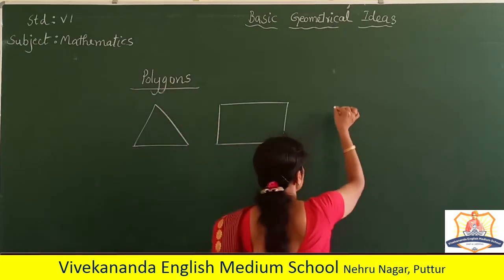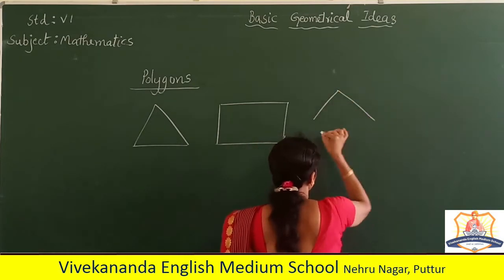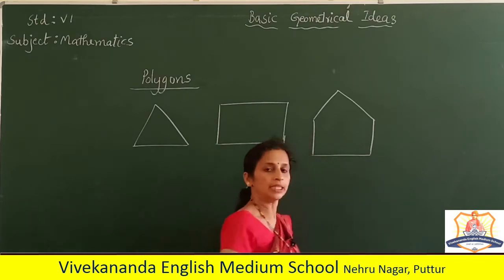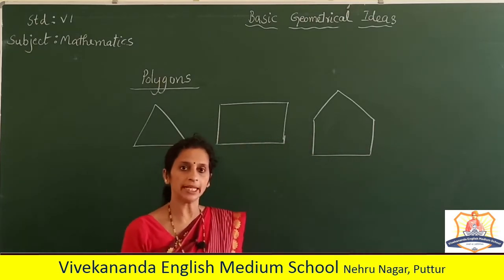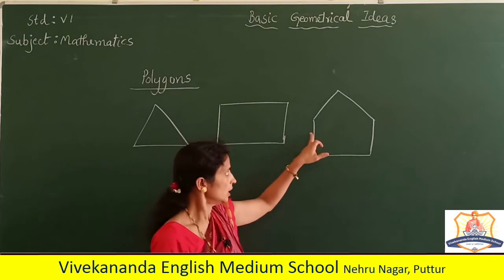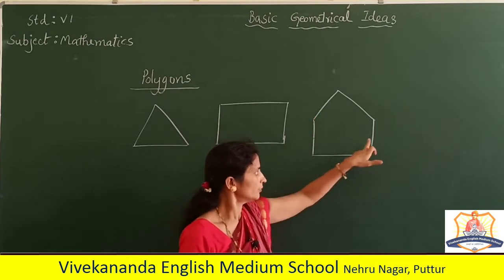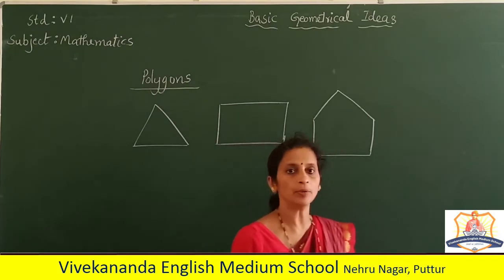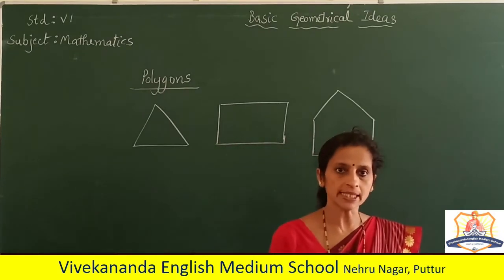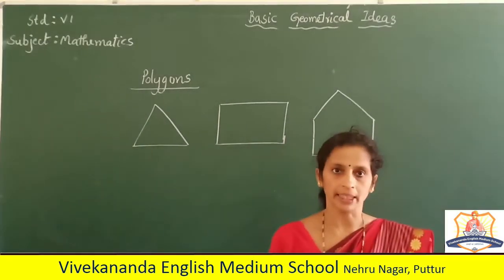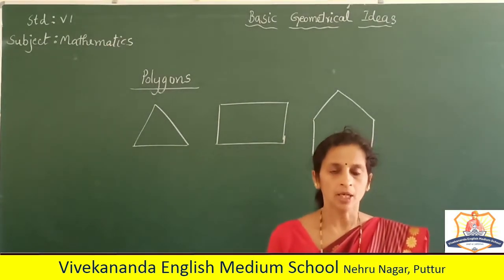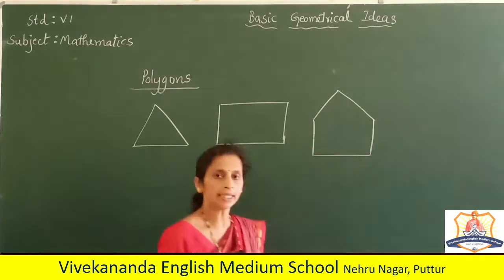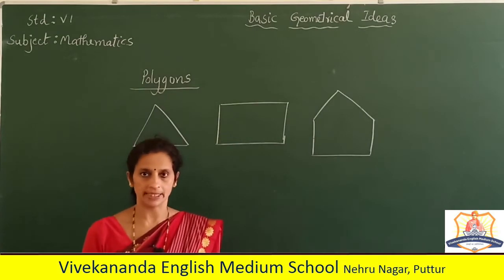Now if you observe another figure, how many sides or how many line segments can you see? If you count 1, 2, 3, 4, 5. So it is also a closed figure bounded by line segments and we call it a polygon. So what is a polygon? A polygon is a closed figure bounded by 3 or more line segments.